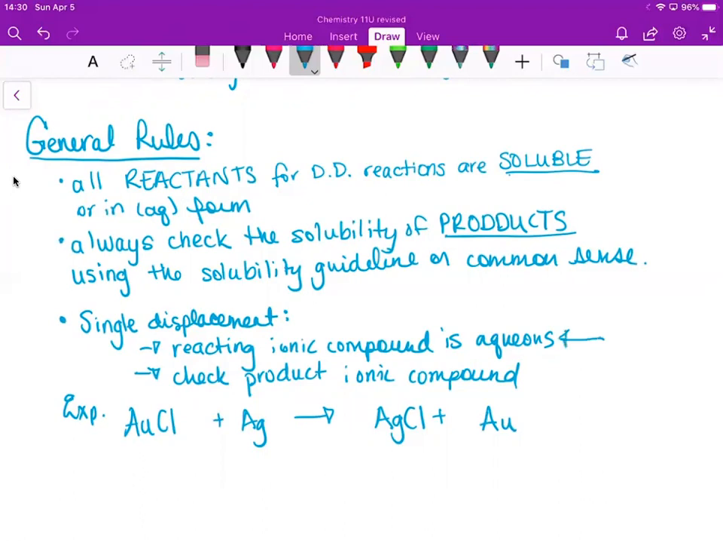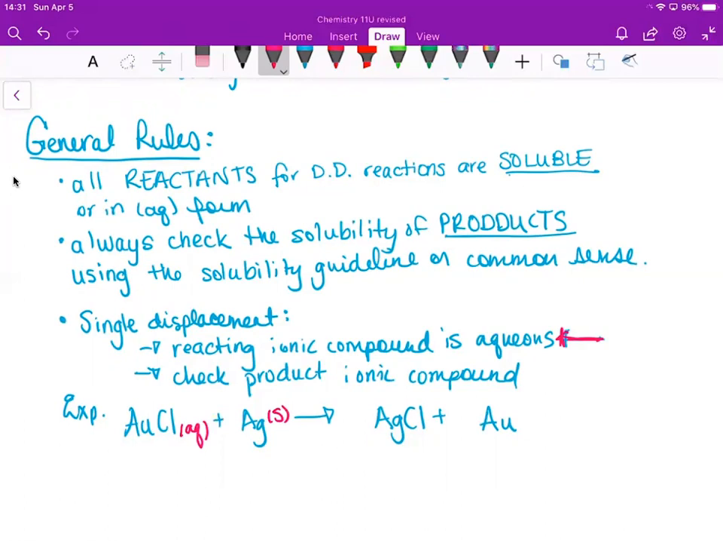So what that means is, let me just change my color. For this one here, when I'm looking at the below example of gold chloride reacting with silver, I'm not even going to think about whether it's solid or not. I'm just going to assume that it's aqueous. And then when I'm looking at silver, how do I determine what state it's in? I'm going to say that it's solid based off of the periodic table. It's not mercury, so any other metal is going to be solid.